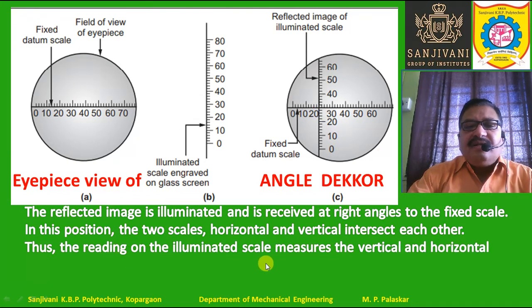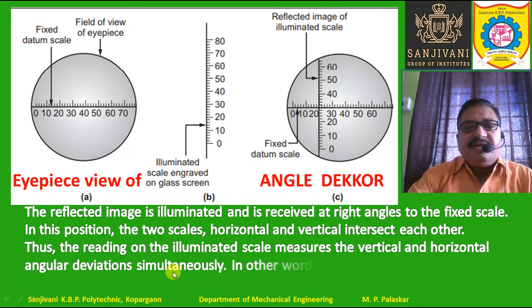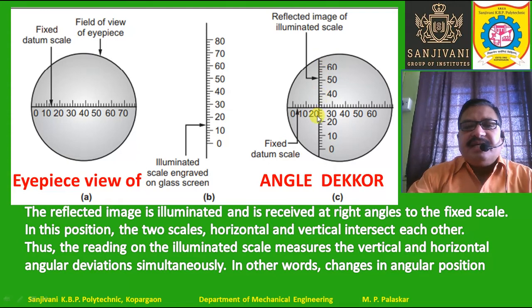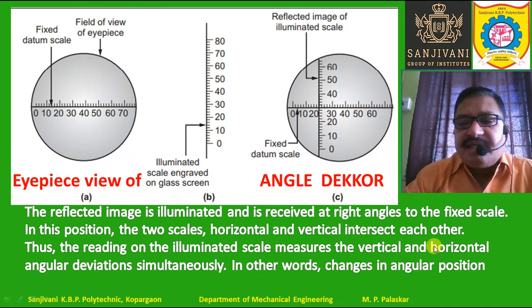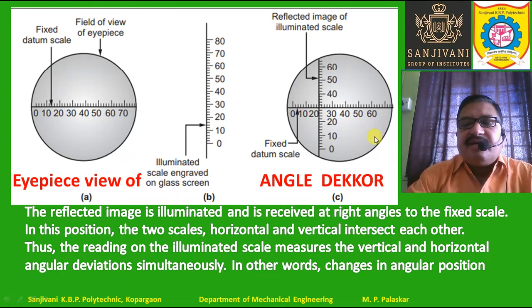Thus the reading on the illuminated scale measures the vertical and horizontal angular deviations simultaneously. So the reading on this particular illuminated scale will measure the angular deviations, the vertical angular deviation as well as the horizontal angular deviation. Both the deviations can be measured simultaneously here.